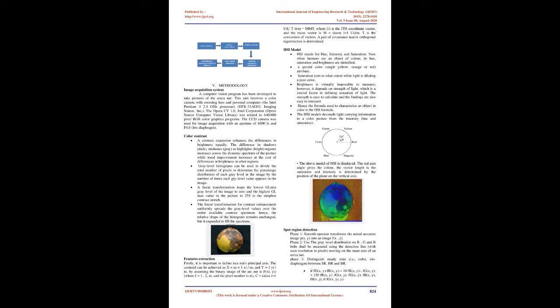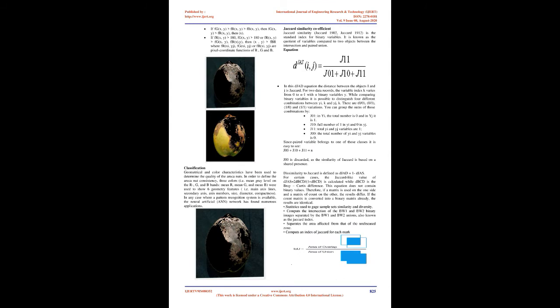HSI model. HSI stands for hue, intensity, and saturation. Now when humans see an object of color, its hue, saturation, and brightness are identified. Hue is a special color attribute, such as yellow, orange or red. Saturation tests to what extent white light is diluting a pure color. Brightness is virtually impossible to measure, however, it depends on the strength of light, which is a crucial factor in defining the sensation of light. The intensity is easy to calculate and the findings are also easy to interpret. Hence the formula used to characterize an object in color is the HSI formula.